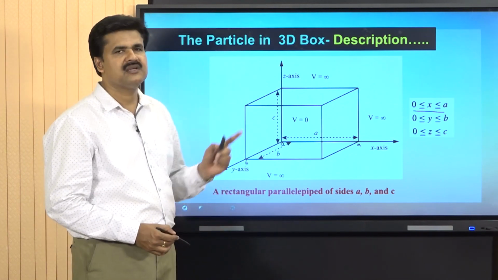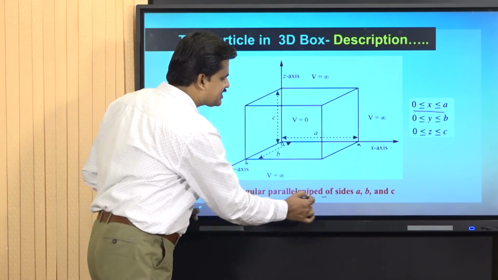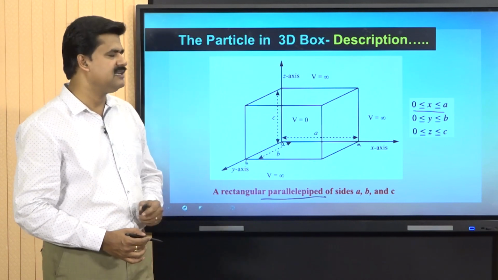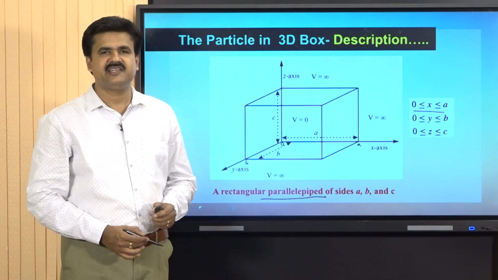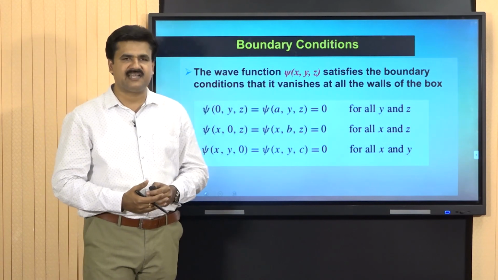This is about the particle in a 3D box. This system can be considered as a parallelepiped and the edge lengths are A, B and C respectively. Now more about boundary conditions.